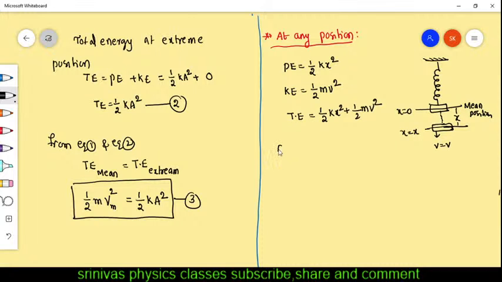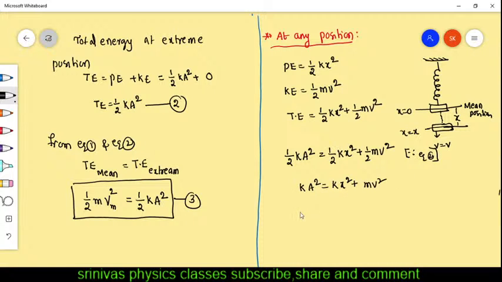But from equation 2, the total energy is half k a square, that is equal to half k x square plus half mv square. Here half is common and cancelled. Then we will get k a square is equal to kx square plus mv square. How did you get this equation? Total energy we wrote as half k a square. This is from equation 2.